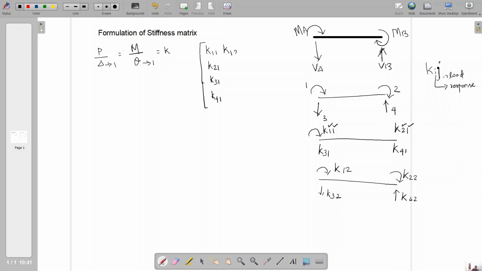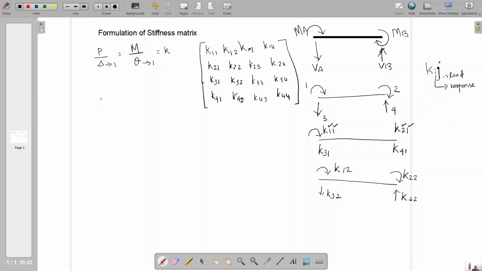For the second column, it is K12, K22, K32, K42. Then K13, K23, K33, K43, and K14, K24, K34, K44. So now let us complete this stiffness matrix form. We are going to calculate all these values for the given problem.